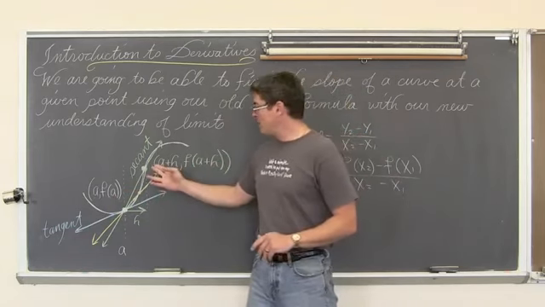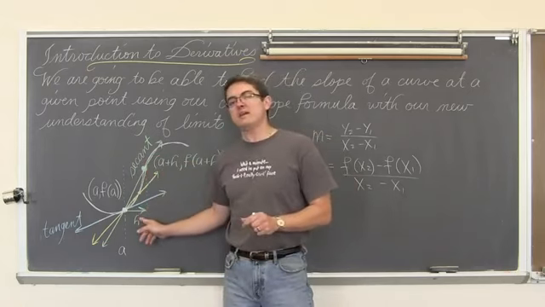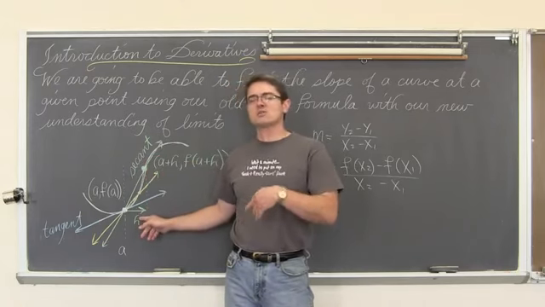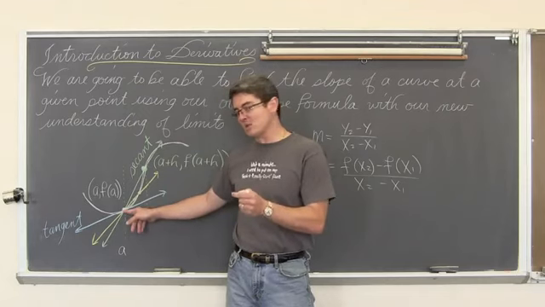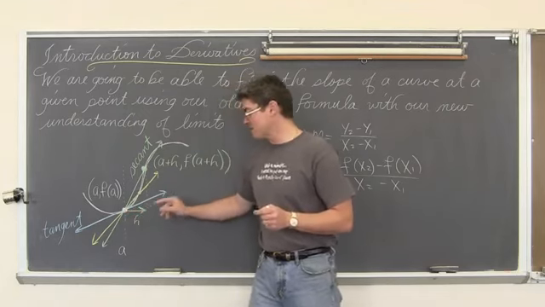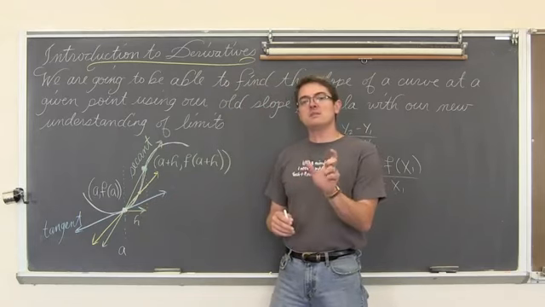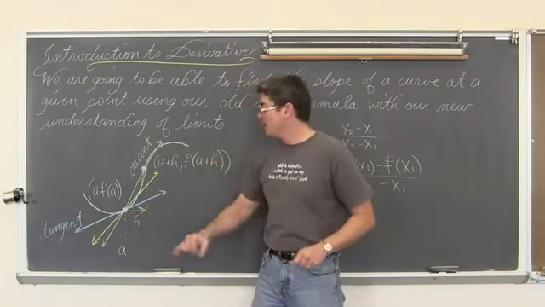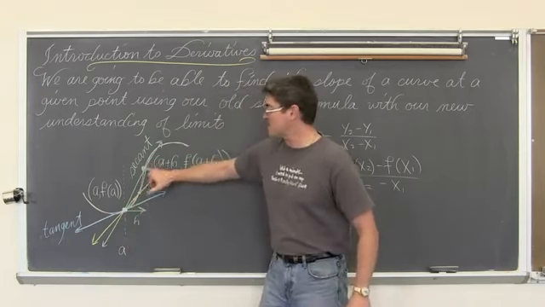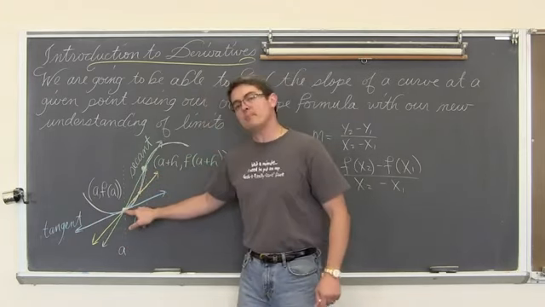Now, why do I want my second point to be defined as a horizontal distance from the original fixed point, at which we're going to find the slope? Because we're going to use the idea of limits to allow this horizontal distance to shrink, because this secant line is not a very good estimate of the slope at that point.